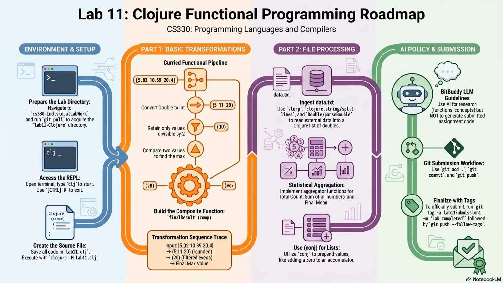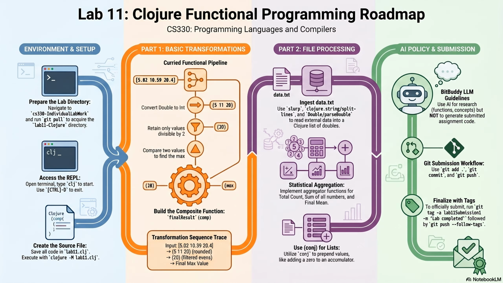It really does. But comp gives us this beautiful, pristine pipeline, but a pipeline is entirely useless if there's no water flowing into it. Hard-coding a vector of numbers is fine for a sterile test, but real-world programs have to talk to the chaotic outside world. They absolutely do. So how do we pipe messy data from an external file system into this functional environment? Which brings us perfectly to part 2 of the lab. We break out of the closed system and introduce I/O input-output operations.